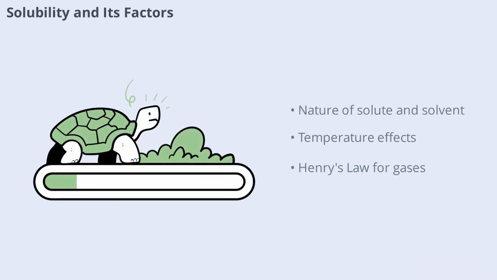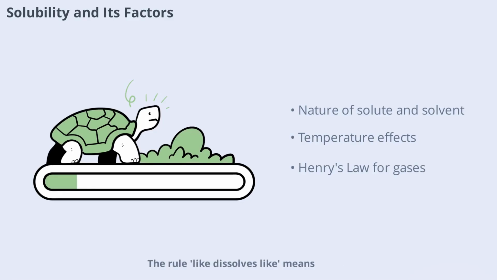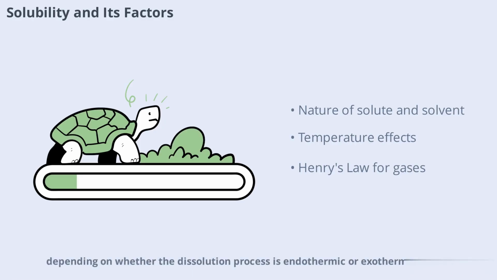Solubility is a crucial concept. It tells us how much solute can dissolve in a solvent at a given temperature and pressure to form a saturated solution. For solids and liquids, factors like the nature of the solute and solvent and temperature play significant roles. The rule "like dissolves like" means polar solutes dissolve best in polar solvents and nonpolar in nonpolar. Temperature can either increase or decrease solubility, depending on whether the dissolution process is endothermic or exothermic.